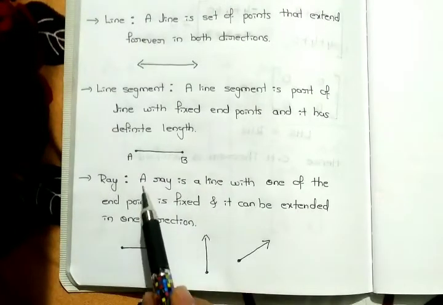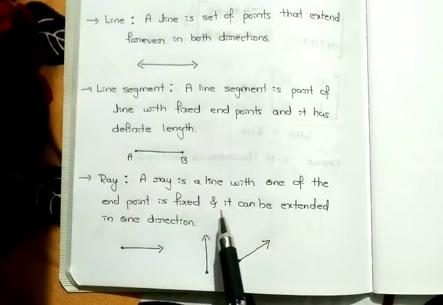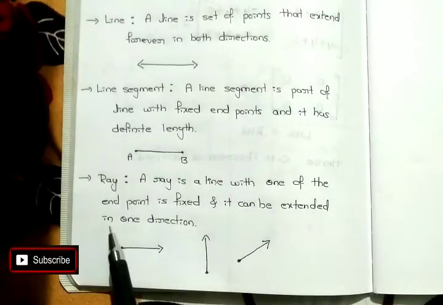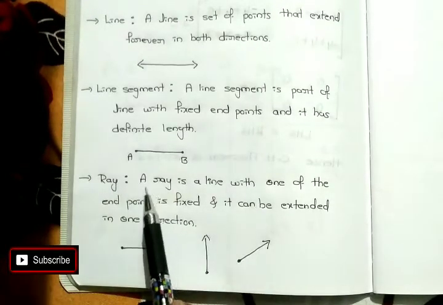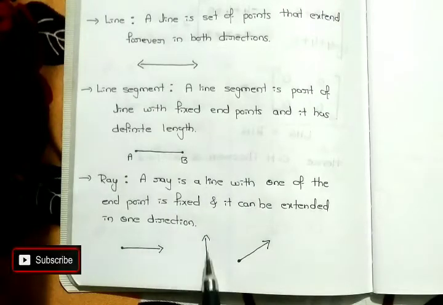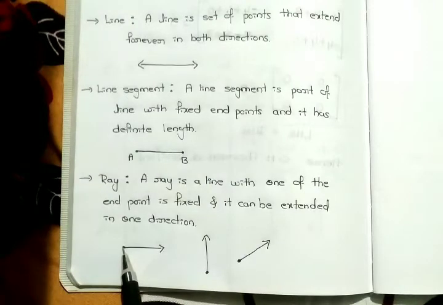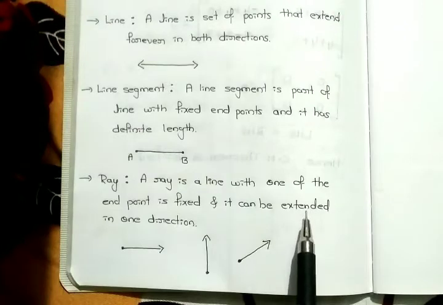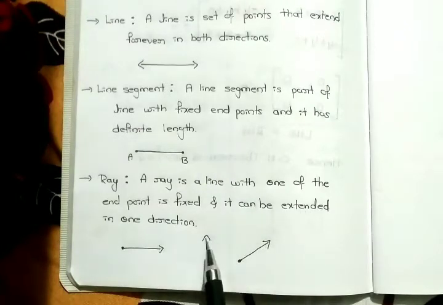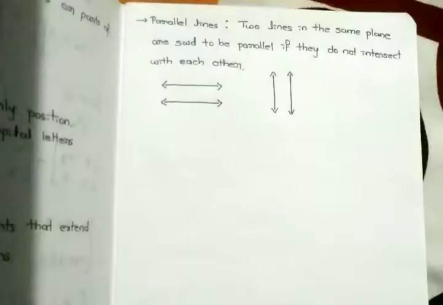Ray. A ray is a line with one of the end points fixed, and it can be extended in one direction. This is what we call a ray. A ray is a line with one of the end points fixed, and it can be extended. This arrow mark indicates you can extend the line in one direction. So this is what we call a ray.